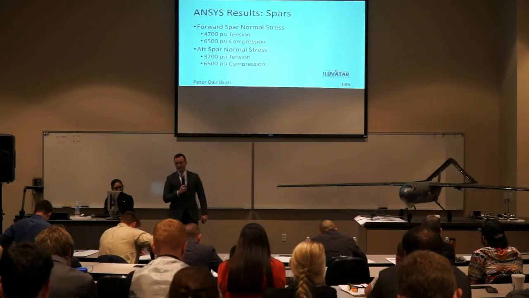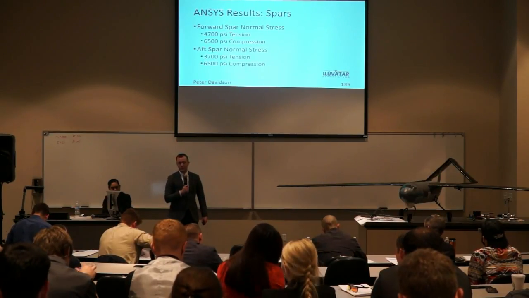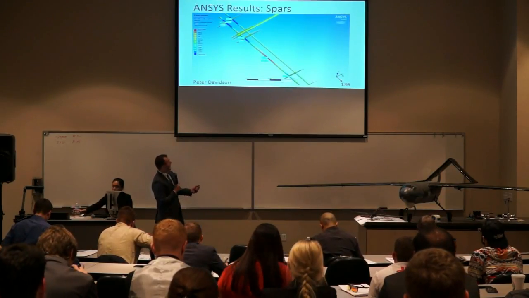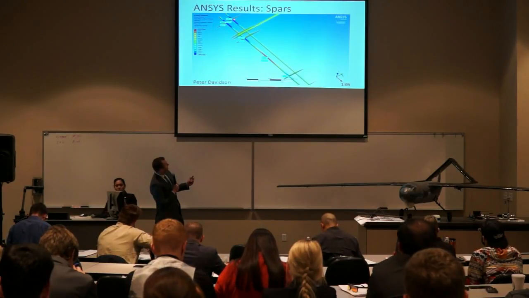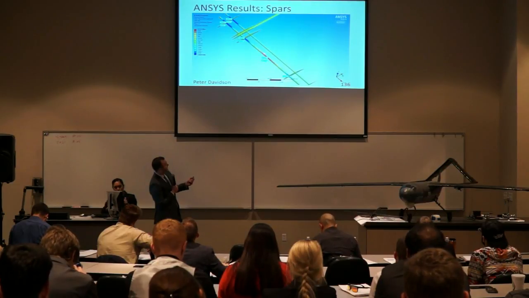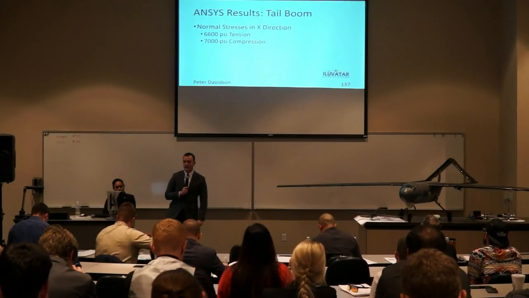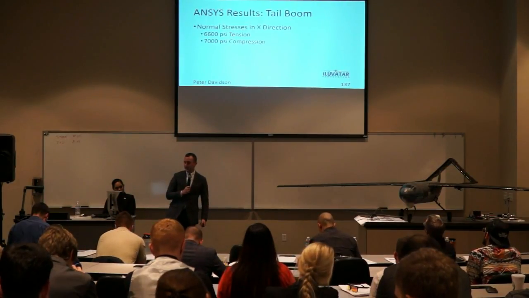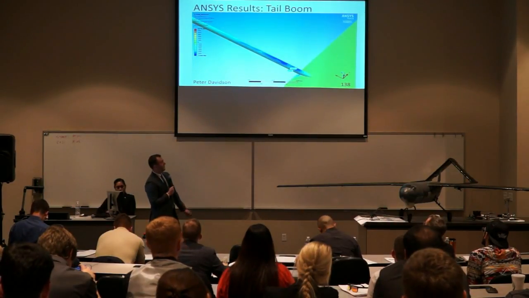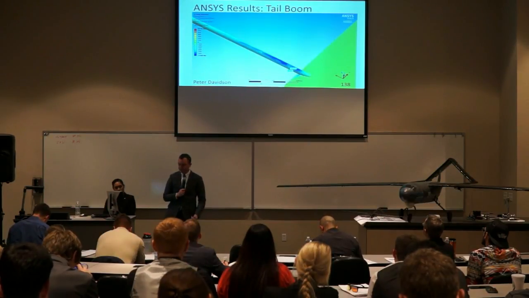So the results for the stresses in the spars: 4,700 psi in tension, 6,500 psi in compression in the forward spar, and similar in the aft. And see, this is the stress distribution. Our most highly loaded location was right here, right next to the wing root, although the forward spar was also predicted to be highly stressed in the middle right there too. For the tail boom, it's predicted to have 6,600 psi in tension, 7,000 psi in compression. And that, you see, happens right next to where it connects to the wing, which to the tail boom is basically a fixed point, so that is expected.